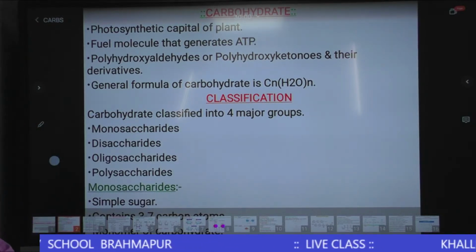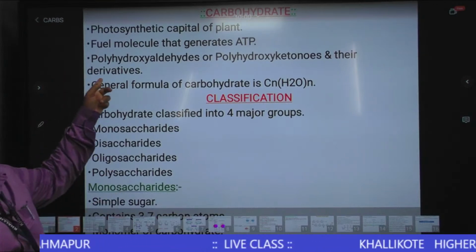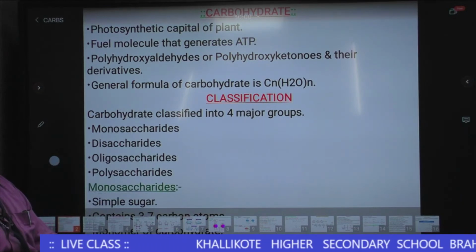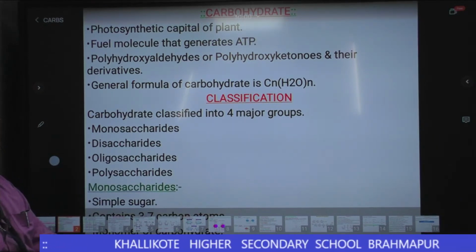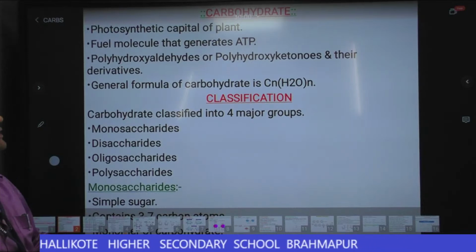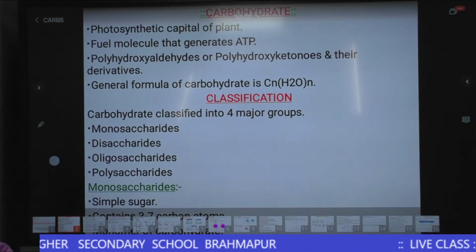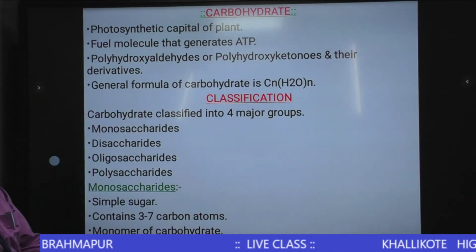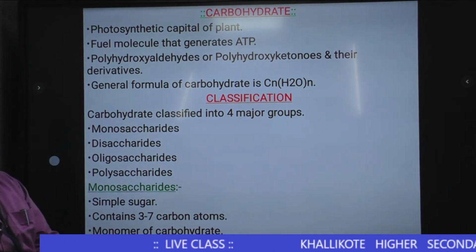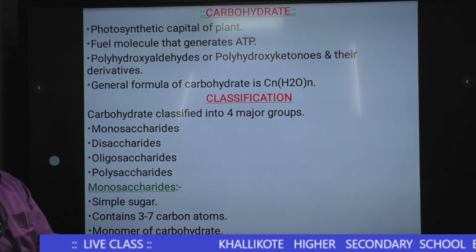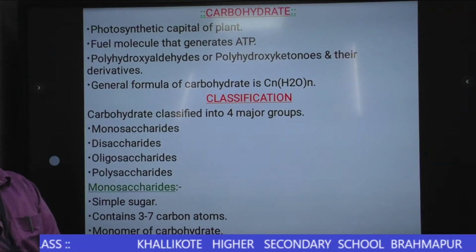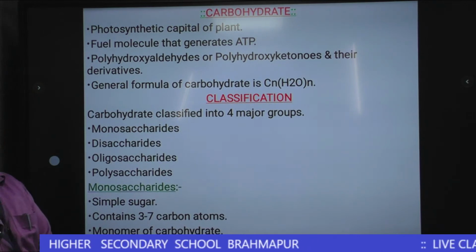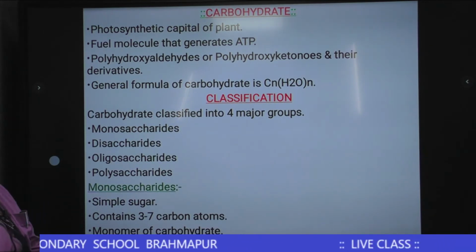We also know carbohydrates are the fuel molecules that generate ATP during cellular respiration. They are the substrate molecules that are oxidized during respiration, giving energy. We know 1 mole of glucose oxidized produces 36 molecules of ATP in the presence of oxygen. So carbohydrates are considered the fuel molecules that generate ATP on combustion.